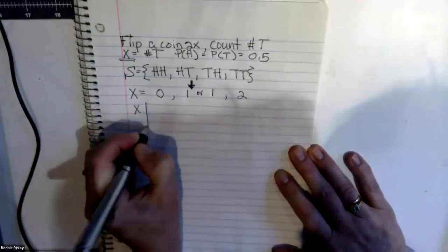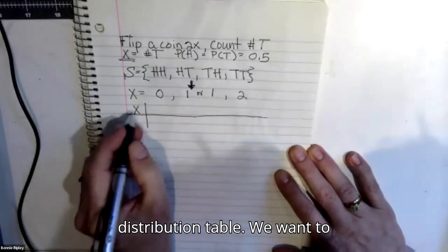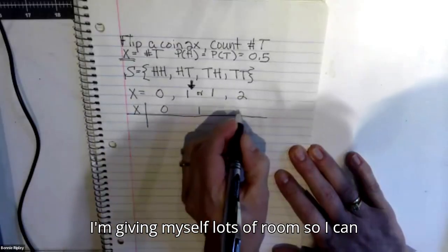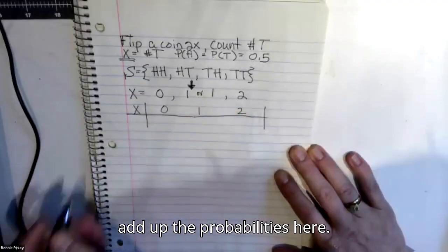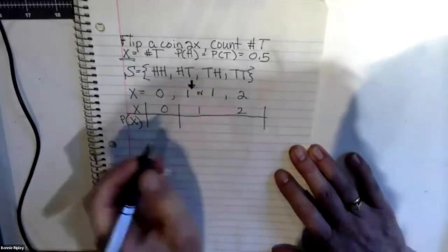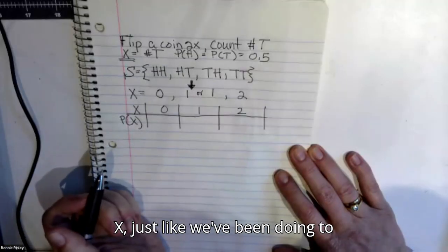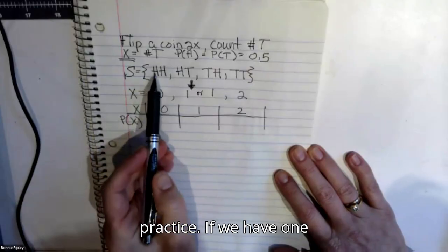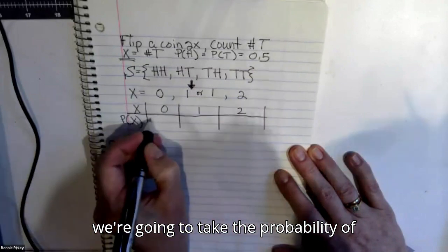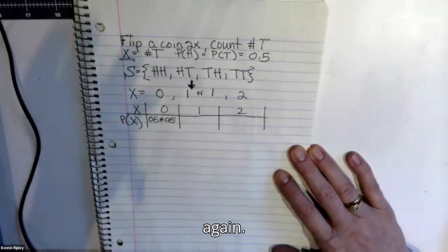So we're going to draw our random variable distribution table. We want to write the x, what's the value? I'm giving myself lots of room so I can add up the probabilities here. And then what's the probability of x? We're going to find the probabilities of x just like we've been doing in practice. If we have 1 head and then another head, we're going to take the probability of getting a head times the probability of getting a head again.